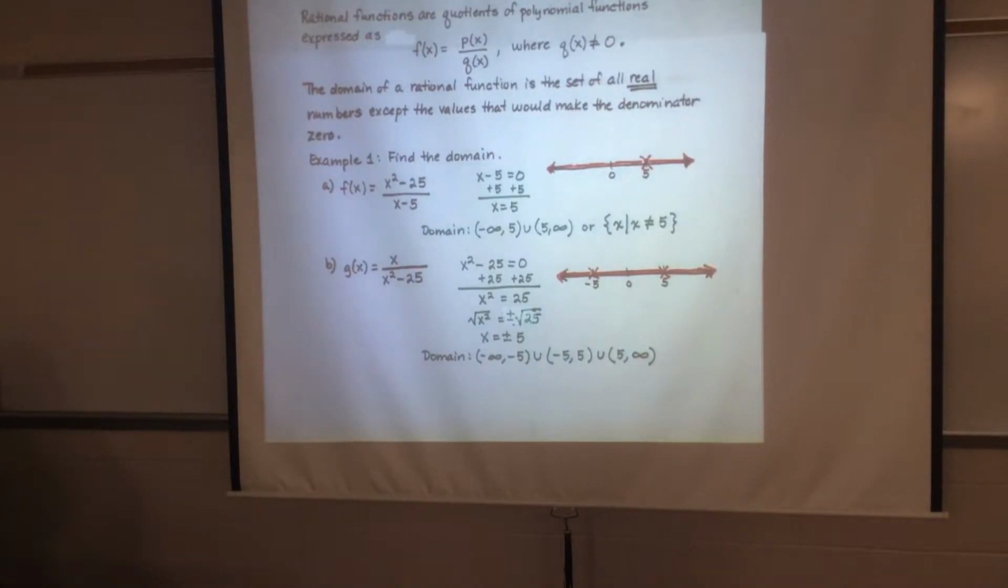That will be the domain in interval notation. Now set builder notation is just this: the set of all x such that x is not equal to 5, or x is not equal to -5. Interval notation, then set builder notation.